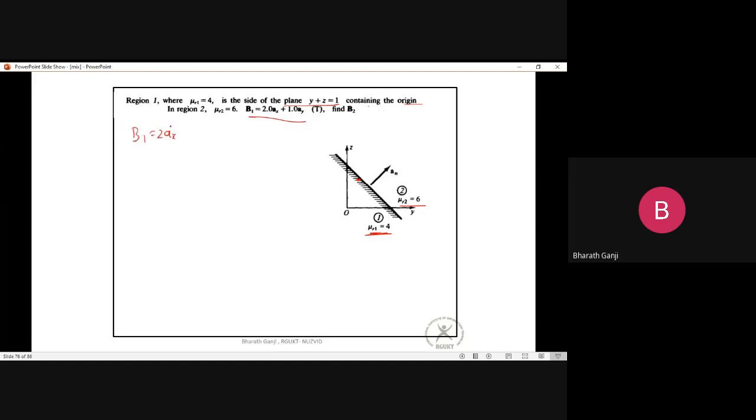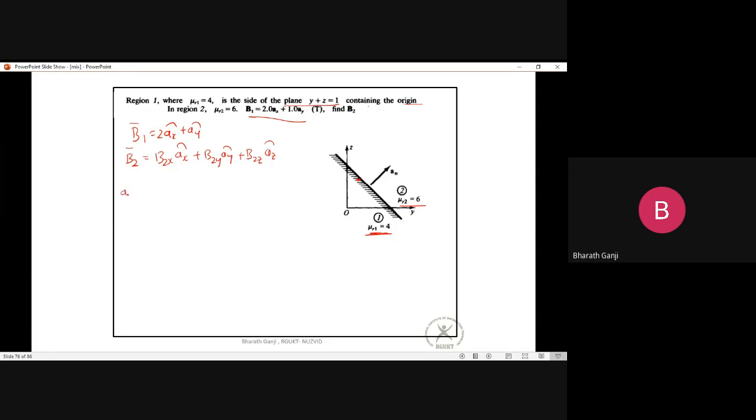So 2 ax cap plus ay cap is the field. The question asks us to calculate what is the field B2 bar. Let us assume the field in the second region exactly at the boundary has some x component, some y component, and some z component.